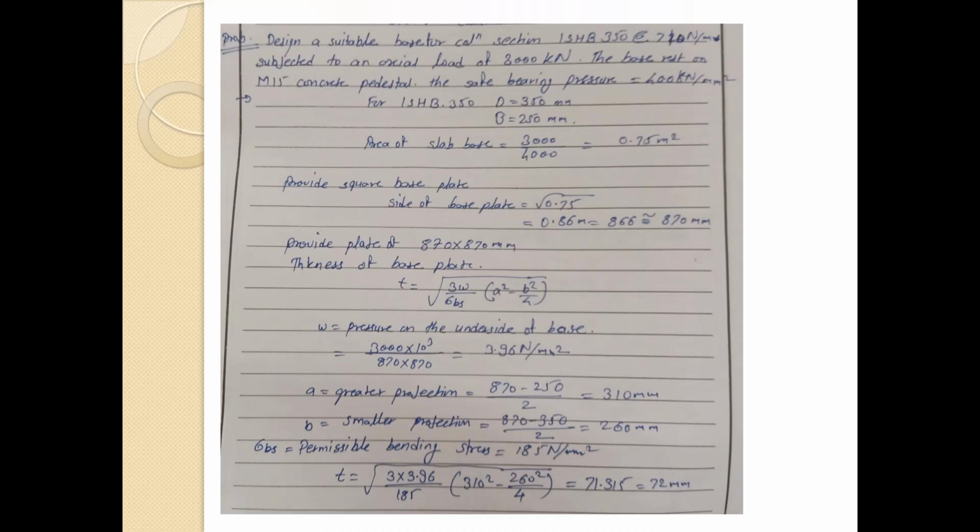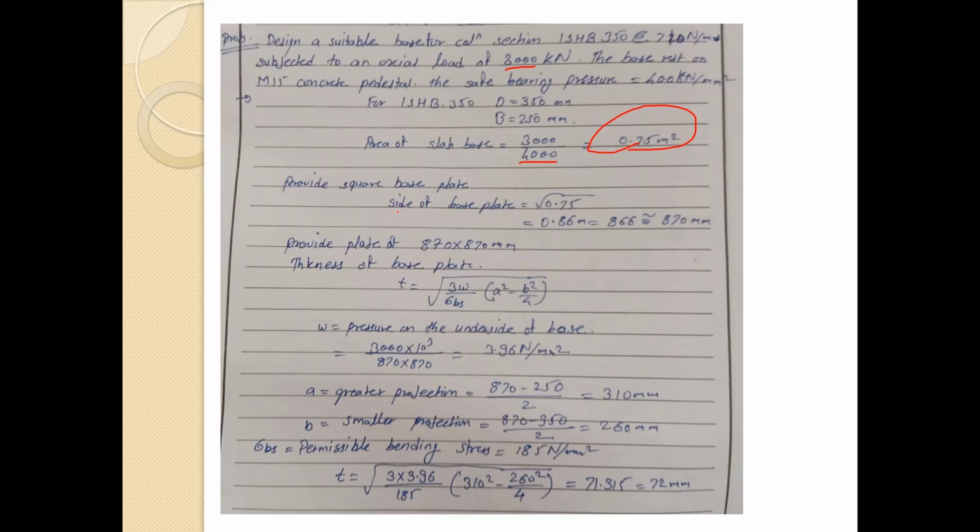Now a problem. Design a suitable base for column section ISHB 350 subjected to an axial load of 3000 kN. The base rests on the M15 concrete pedestal. The safe bearing pressure is 4000 kN per meter square. So for this ISHB 350, depth is 350 mm and width is 250 mm. So the area of the slab base is this load P, 3000, upon this bearing pressure, that is 4000, so that is 0.75 meter square.